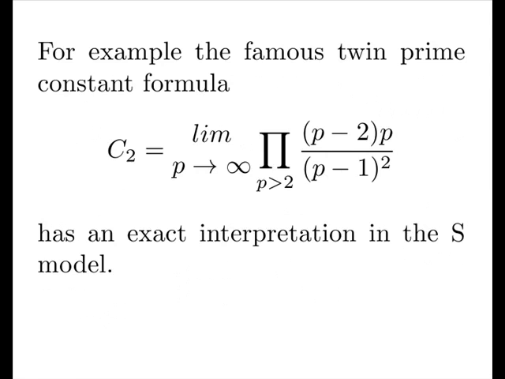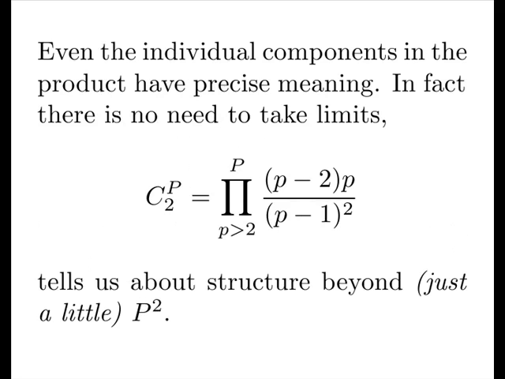For example, the famous twin prime constant formula, this Euler product, has an exact interpretation in the S-model. Even the individual components in the product have precise meaning. In fact, there is no need to take limits. Examining the Euler product at some specific maximum prime tells us about structure beyond just a little RP squared.